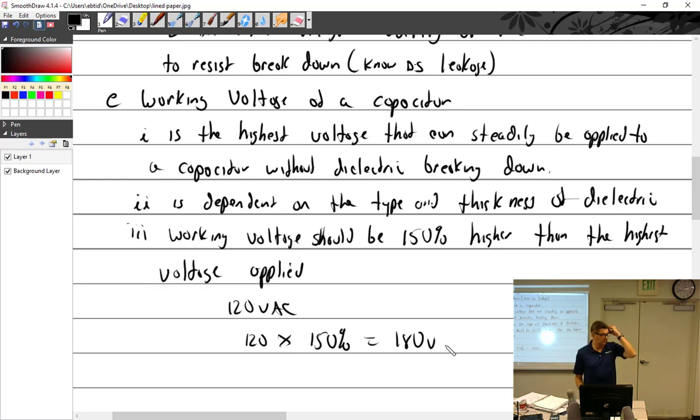AC, would that be peak or RMS? RMS. I think it would work out either way if you just kept it constant. If you said it was peak and you figured it in peak, and then you had the capacitor rated peak, but I think it's rated RMS. Otherwise peak of 120 is like 167 or something, and then 150% of that. Not much difference.